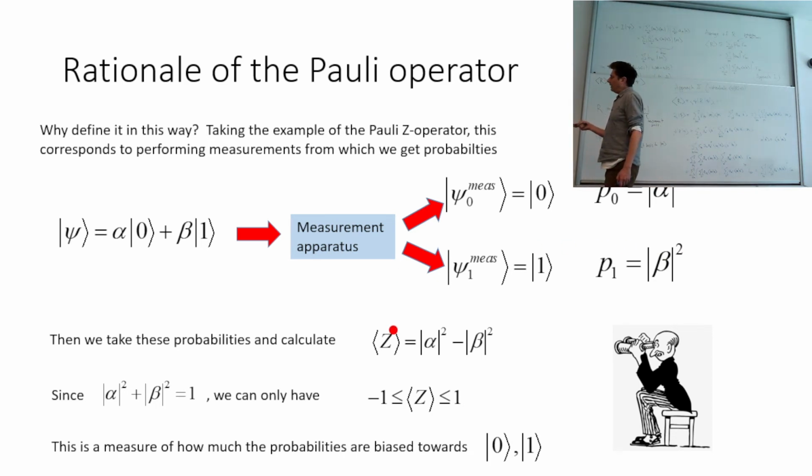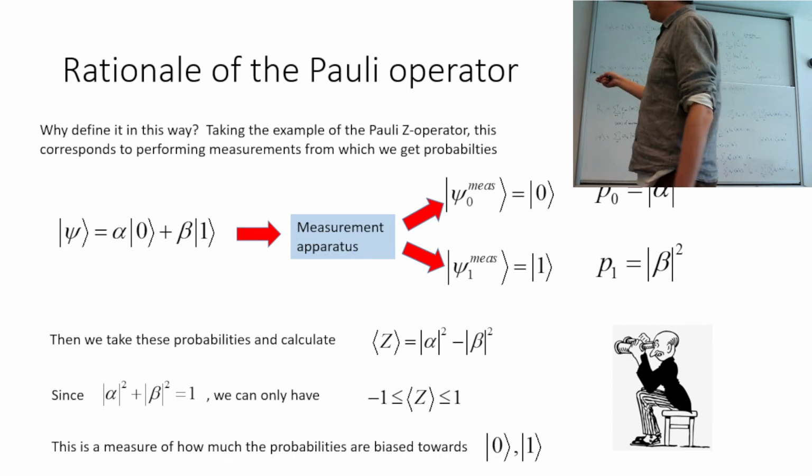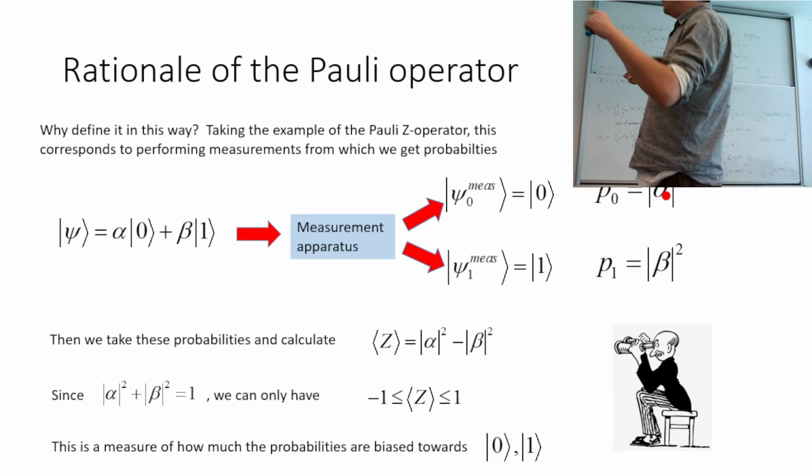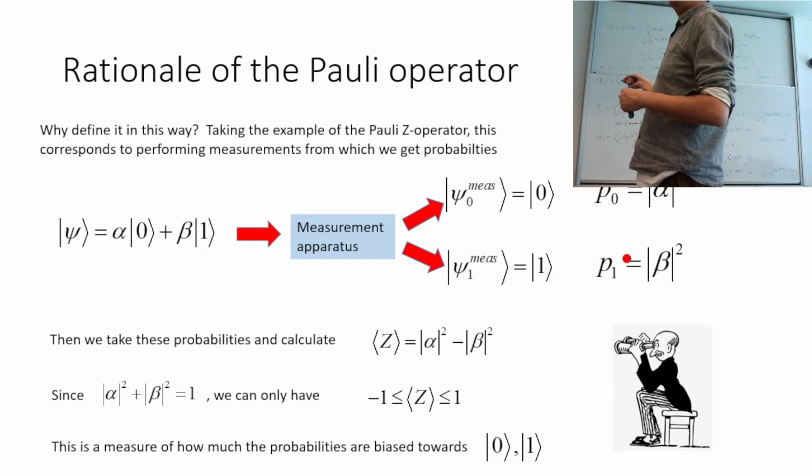If you take the average value of this observable, each one of these outcomes is assigned a value. What the Pauli Z operator is saying is that you assign a value of 1 to this outcome and a value of minus 1 to the other one. So when you calculate the average of this, what you will get is mod alpha squared minus mod beta squared.